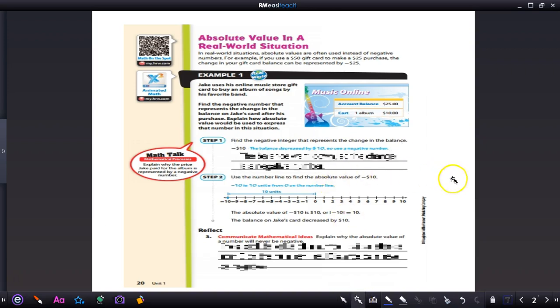And then we can also see the balance went down, so the change is a negative number. Step 2, we'd use a number line to find the absolute value of -$10. So we can see -10 is 10 units from 0 on the number line. So we can see the absolute value of -10 is $10, or we can see how the absolute value equals 10. So the balance on Jake's card decreased by 10.